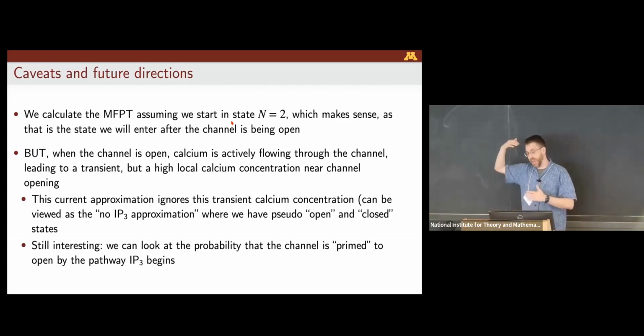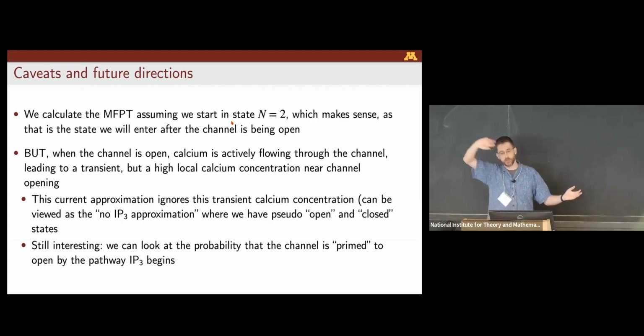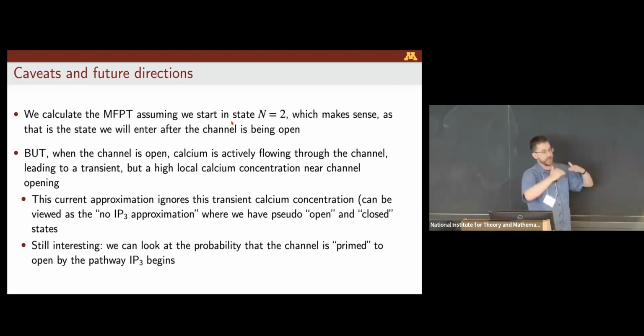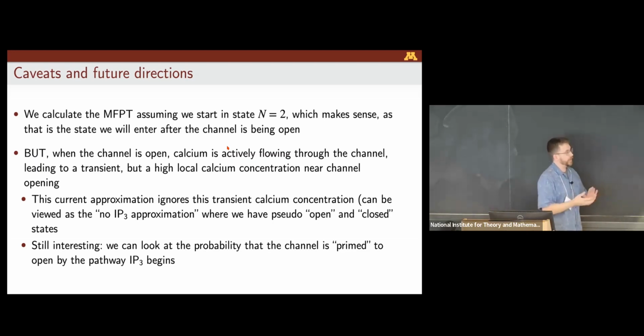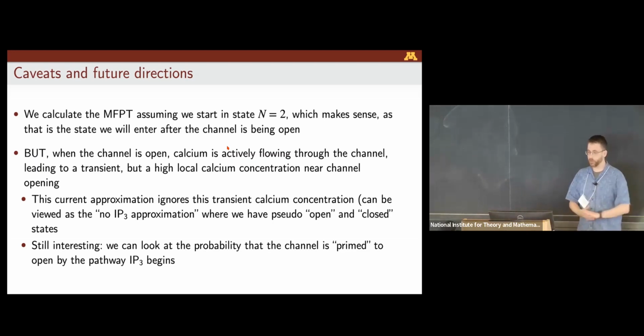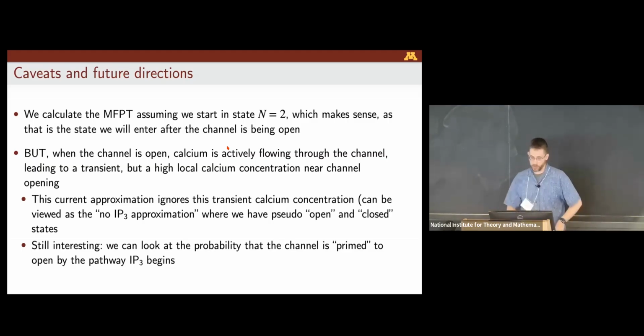That means that n went from 3 to 2, right? So I'm not going from 0, none bound, to the open state. I'm assuming that I've recently closed, and I'm in that state. But when the channel's open, calcium is actually flowing through the channel, and I've kind of ignored that process, the fact that there is this high local calcium transient that happens when the channel's open. I've assumed that it gets washed out pretty quickly in terms of our domain.